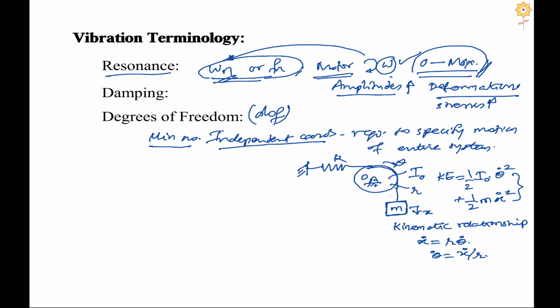Why? Because I am having a dependency in terms of motion. So, I think it is clear, right. So, here the minimum number of independent coordinates is only one, even though I am writing two different coordinates here, but they are dependent in terms of kinematic relationships, right. So, basically in terms of independency it is only one coordinate, right.